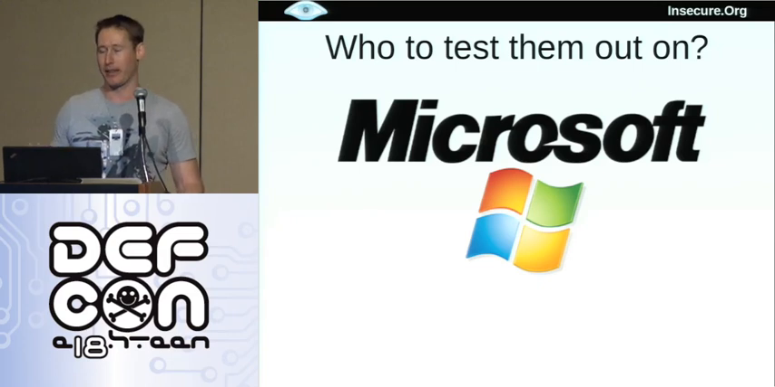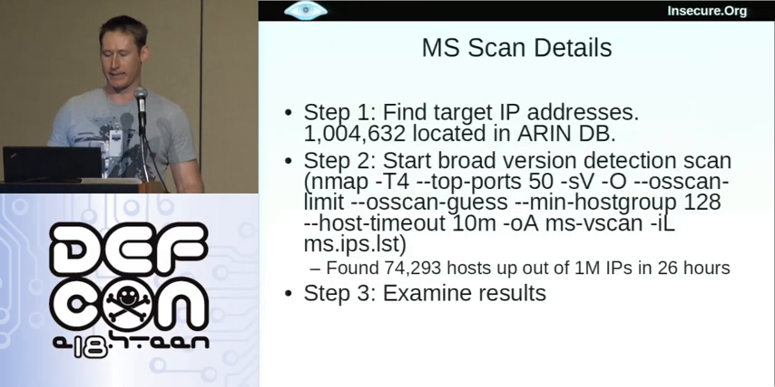Do they just ban it at the perimeter? Do they lock the servers down so that they don't allow the guest access and the IPC share and that sort of thing? What is it that they really do? So I designed a scan. Step 1 was finding the target IP addresses allocated to Microsoft. And I used typical things, look up the ARIN database to find allocations. And eventually I found more than 1 million of them and decided to scan them all.